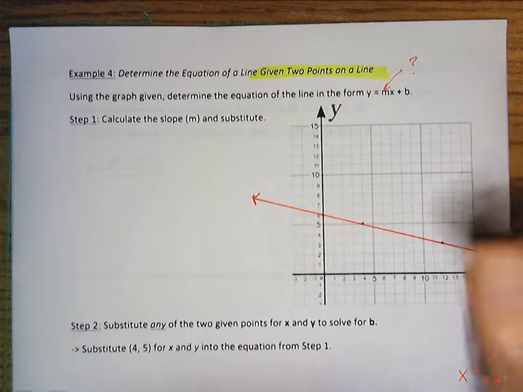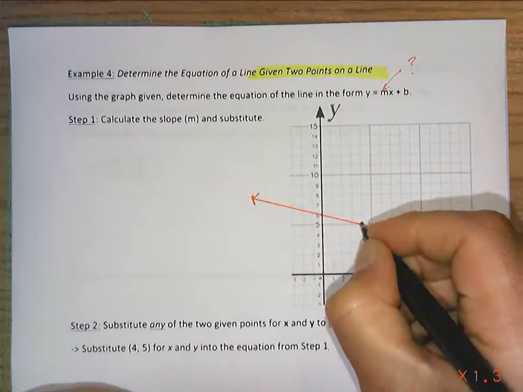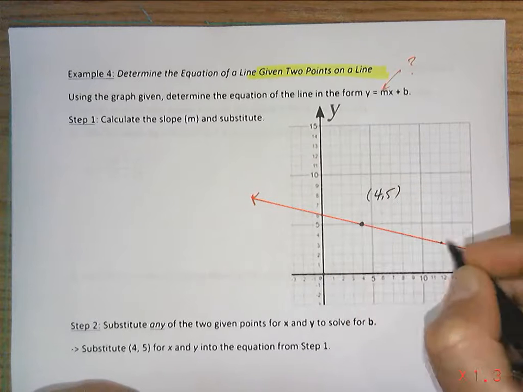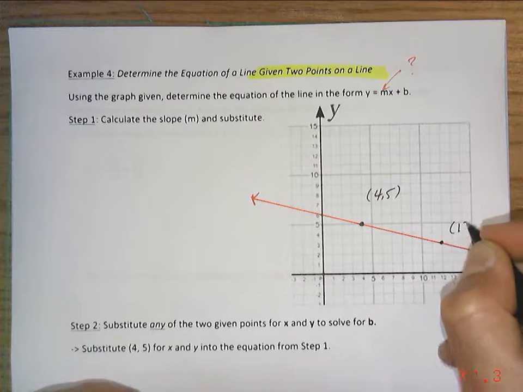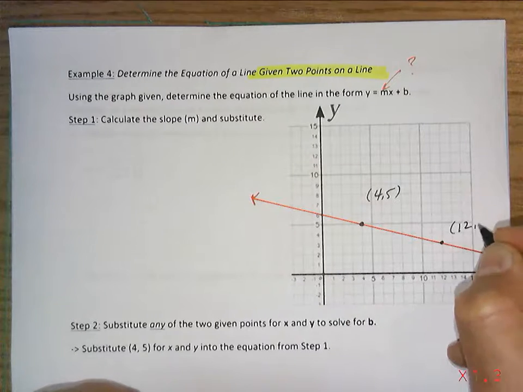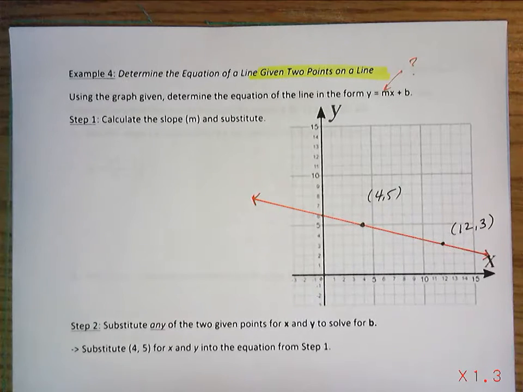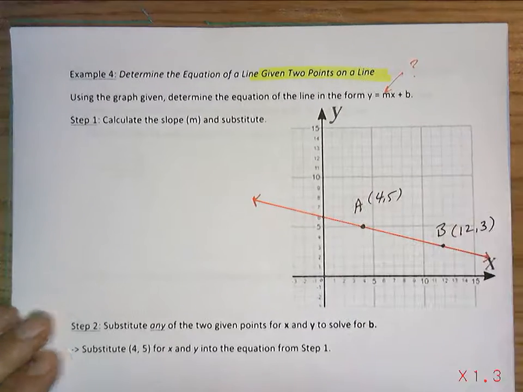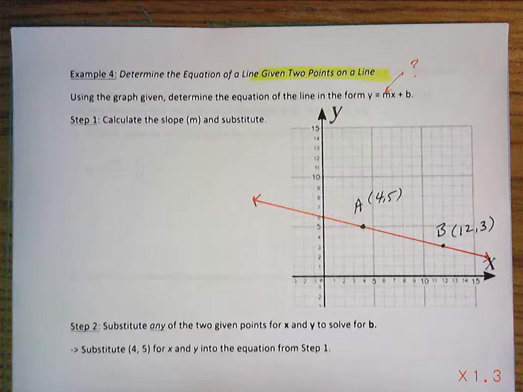Those 2 points on the line that I'm going to give you, let's say I give you this one, so it's going to be 4, 5. And let's say I'm going to give you this one, which is going to be 12, 3. Okay? So I give you 2 points. Let's even give them names, A and B. When the question gives you 2 points on a line, you've got 2 things you need to do. You need to calculate the slope.